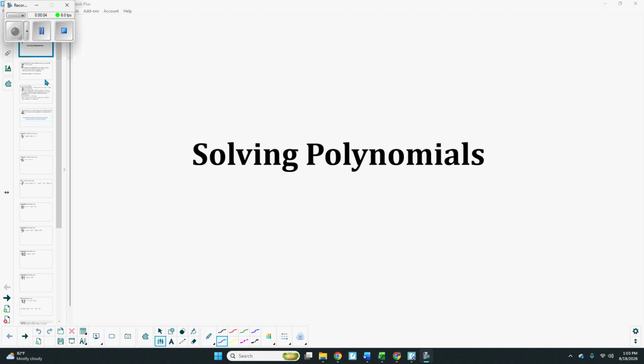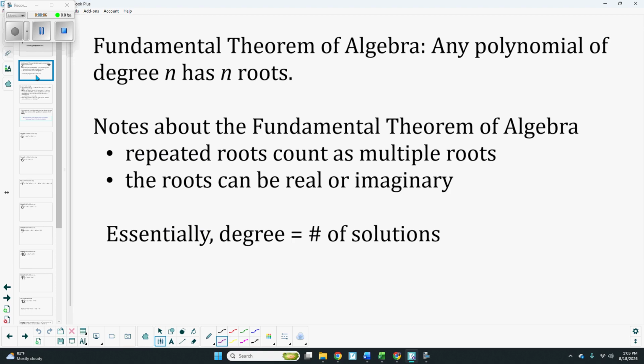Today's lesson is solving polynomials. So the fundamental theorem of algebra says that any polynomial of degree n has n roots. And we've talked about this a little bit in the past, I believe. So that means if it has the power of 2, there are 2 roots. If it's power of 3, there are 3 roots, and so on.